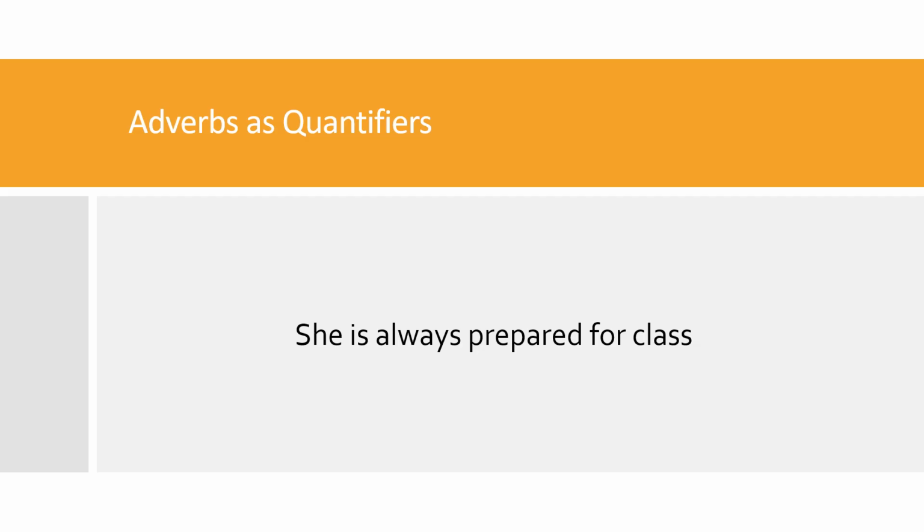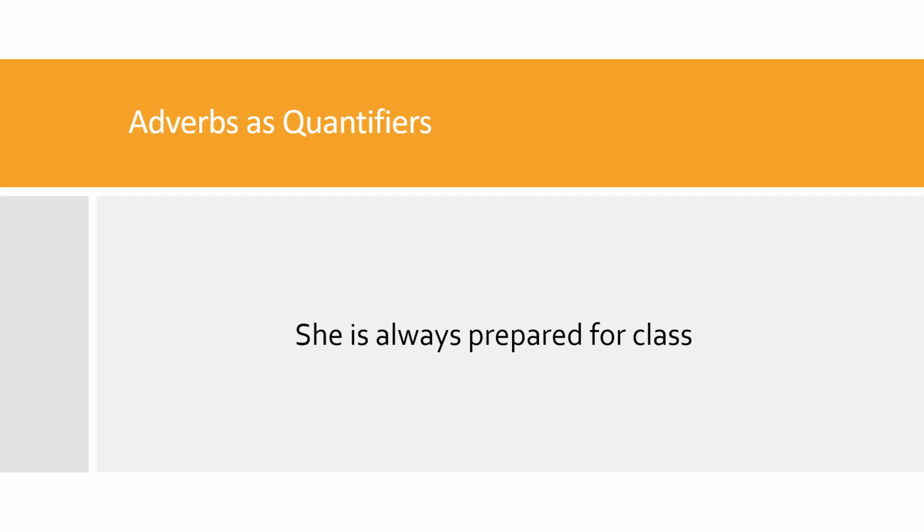But if you really stop and pay attention to this, notice that the always, the adverb here, is actually doing all the quantifying. That's doing the heavy lifting in this particular statement. Because what we're trying to say really is that every moment is one where she's ready. She's always prepared. You can wake her up at 3 in the morning and she's ready for class kind of thing. So she's always prepared.